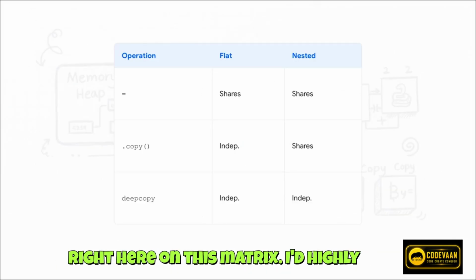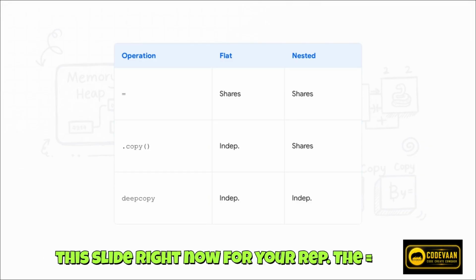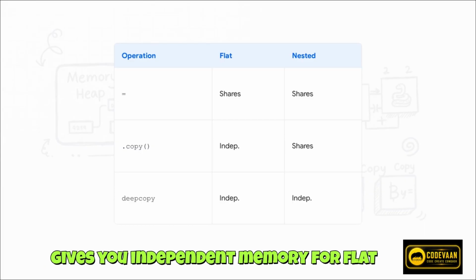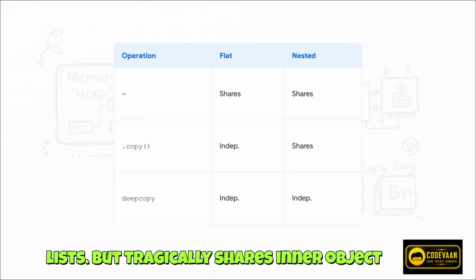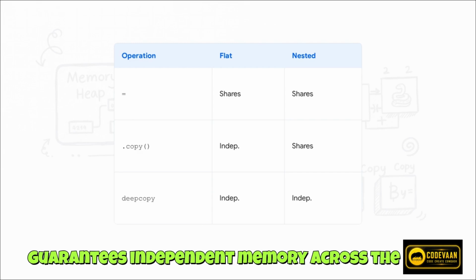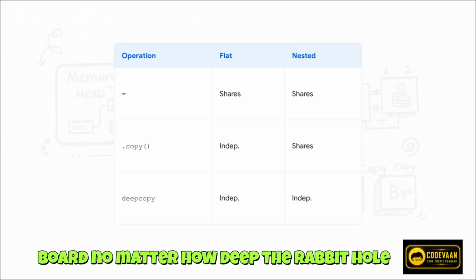So the crucial point is summarized right here on this matrix. I'd highly recommend taking a quick screenshot of this slide right now for your prep. The equal sign always shares memory. The .copy method gives you independent memory for flat lists, but tragically shares inner object memory for nested lists. And .deepcopy guarantees independent memory across the board, no matter how deep the rabbit hole goes.